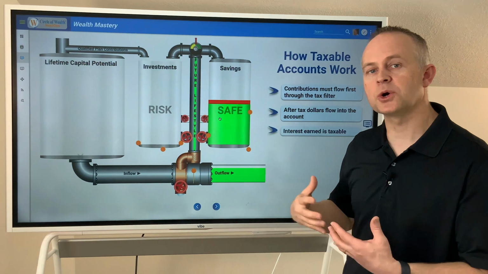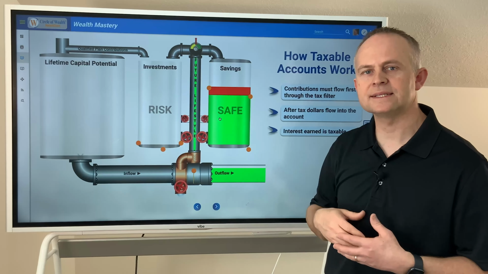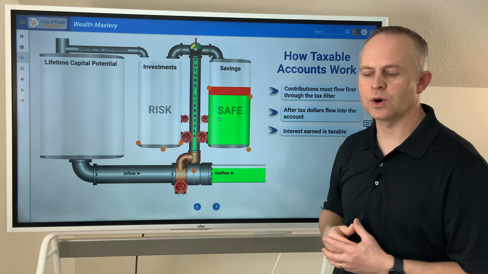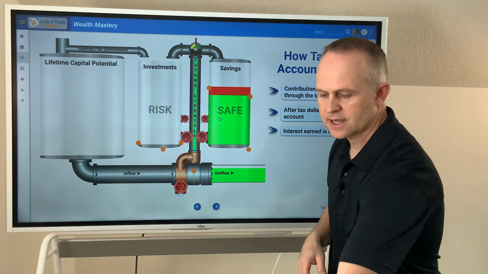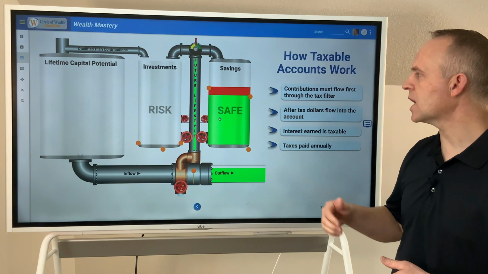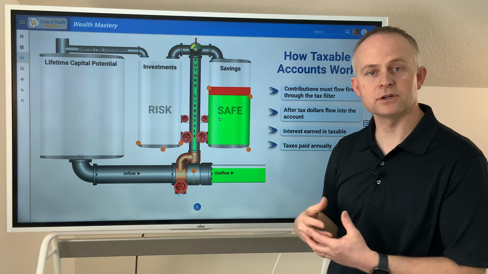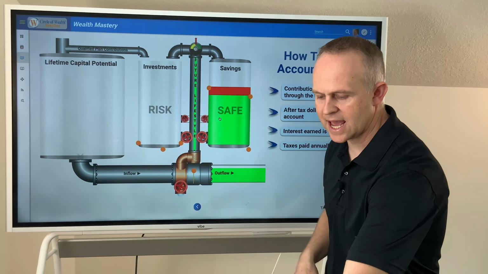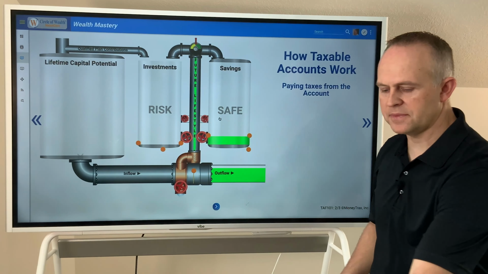But this money is going to grow. It's going to compound interest. So the red represents the tax that you're going to have to pay on the growth of your account, okay? And this interest is going to be taxable, okay? Then your taxes are going to be paid annually. Now, whether you pay those out of your lifestyle or out of this account, that's what we'll look at next, okay? So let's look first at paying taxes from the account.